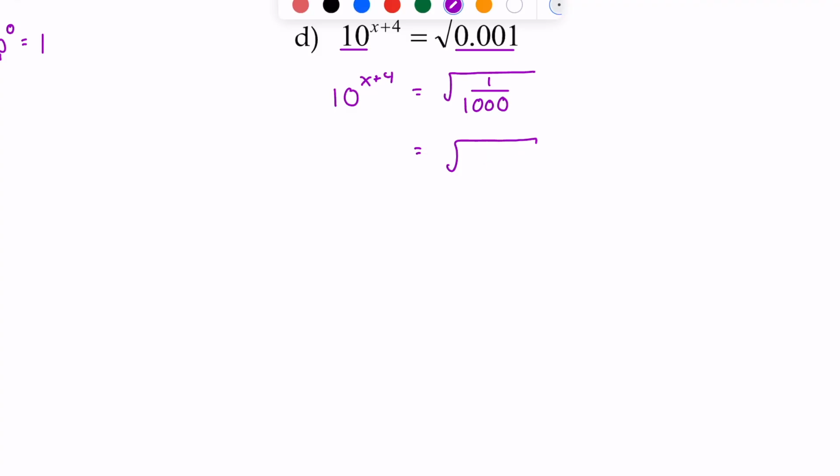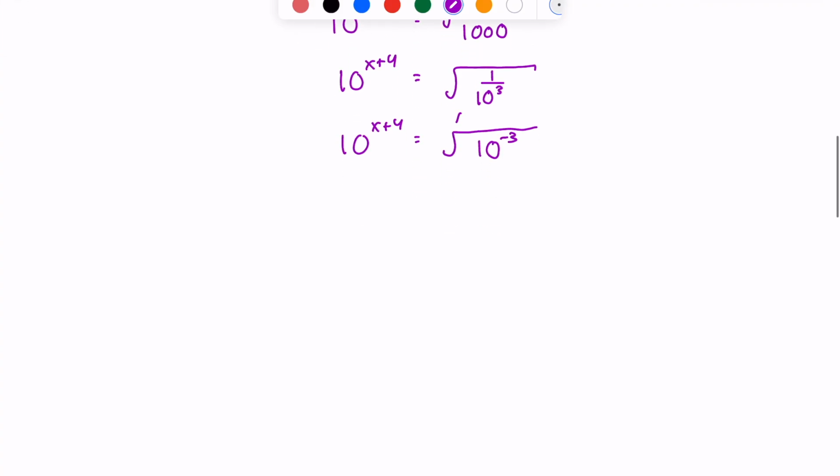I'll do one last step. So that's the same thing as me saying 1 over 10 to the 3. So on the left side, we still have 10x plus 4. So 10x plus 4. Well, 1 over 10 to the 3, that's the same as 10 to the -3.